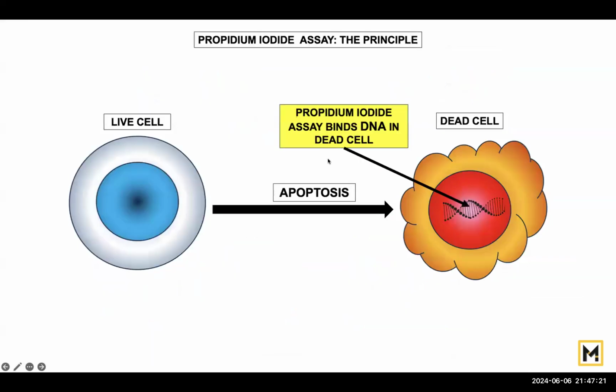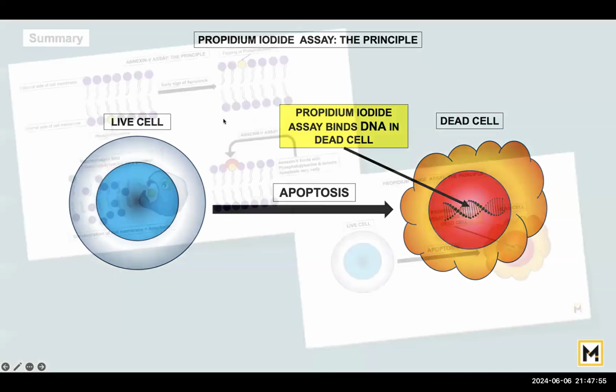Similarly, propidium iodide has a different mechanism. We saw that annexin V utilizes the outer cell membrane. Now, propidium iodide uses exactly the opposite thing. It dives deep into the cell, right into the nucleus, and binds the DNA of the dead cell. And this is how we can detect both the death of the cell through DNA binding as well as death of the cell by binding to phosphatidylserine of the cell membrane.